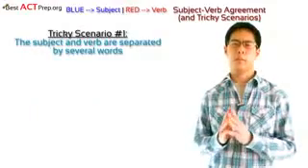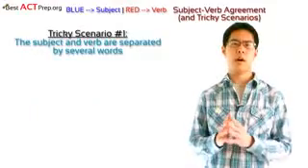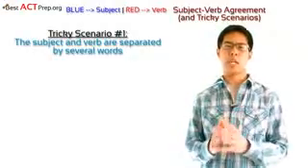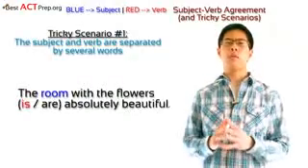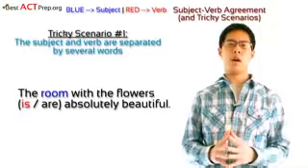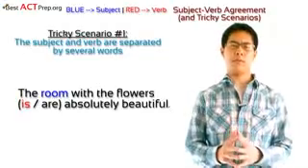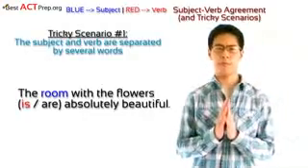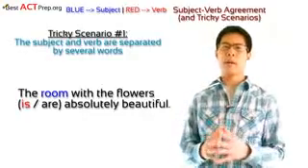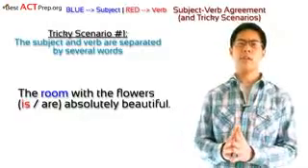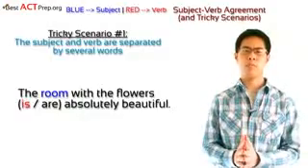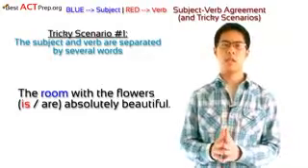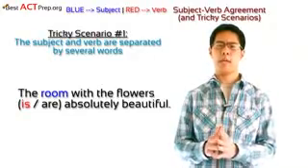Tricky scenario number one. The subject and the verb are separated by several words. Take a look at the following example here. The room with the flowers is or are absolutely beautiful. Here, if we're not careful, we might think that the subject is flowers, which is plural and would match with the verb are. However, the actual subject here is room, which is the first noun in the subject phrase. Room is singular, so it should match with the singular verb is.